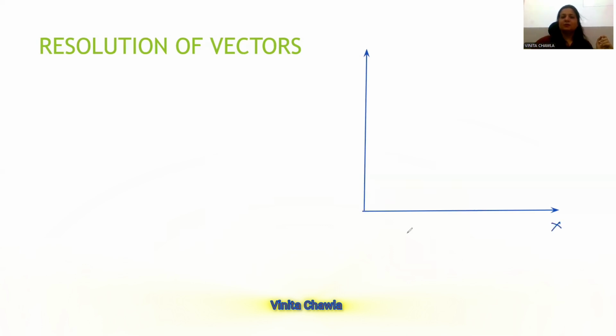This is x-axis, origin, and this is y-axis. So we have a vector A, and this vector A makes an angle theta with the x-axis. ठीक है? See, we can resolve this vector into two components. We can also resolve this vector into three components.